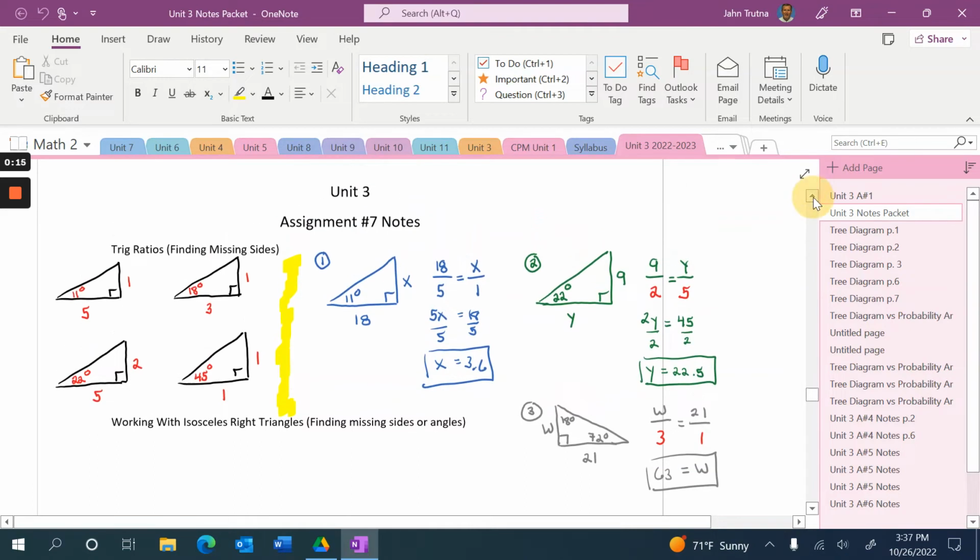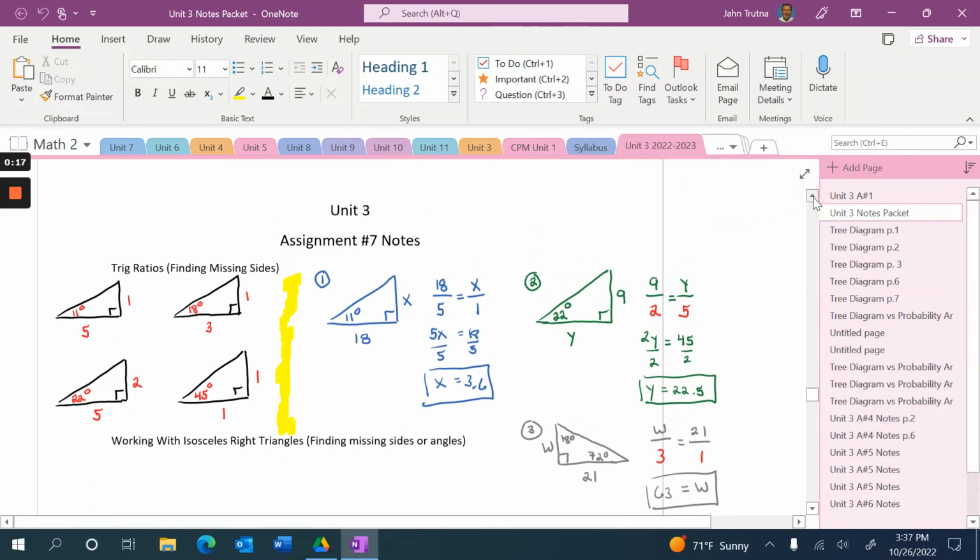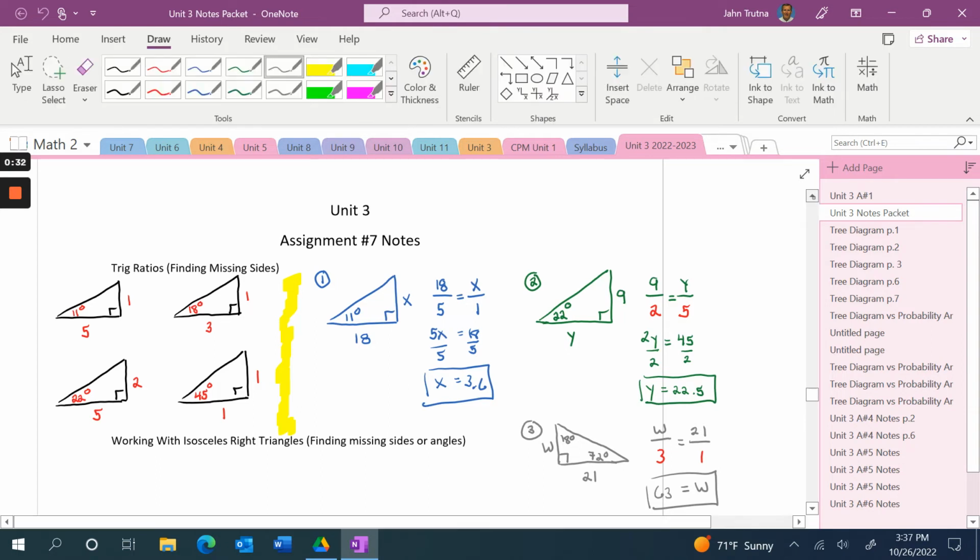We are on Unit 3, assignment number 7's notes. If you were not in class, you might want to pause the video at this point and get down what you're looking at. Write that down in your notes. This is the part of the notes that we went over in class, the trig ratios, finding the missing sides. So pause the video, copy this down.